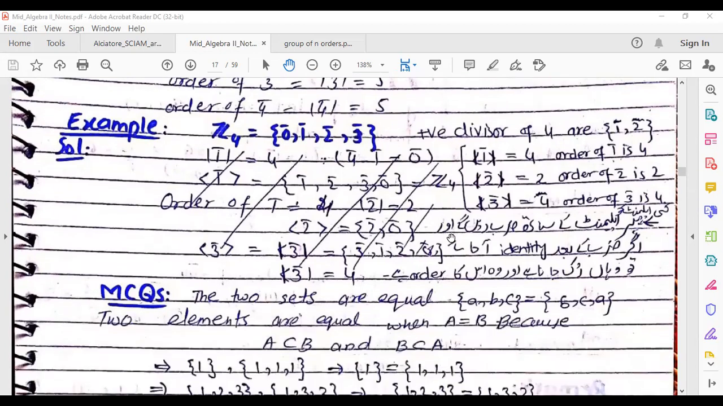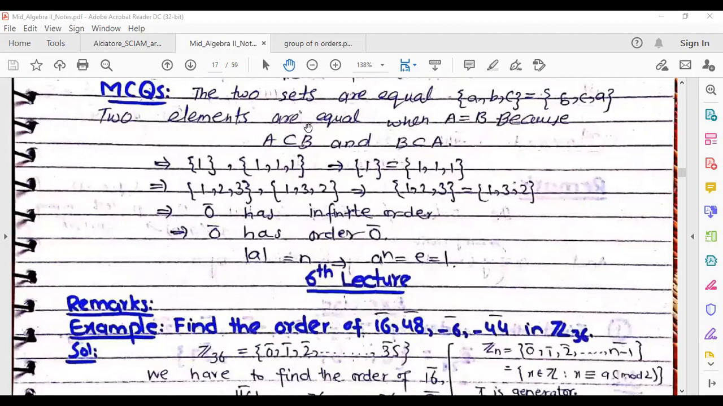Z4: 0, 1, 2, 3. And this is an MCQ type question. Two sets are equal, A, B, C and B, C, A. Two sets are equal when A is equal to B, A is a subset of B and B is a subset of A. First of all, we have two sets and we say these two sets are equal when they have the same elements. This means A is a subset of B and B is a subset of A. So from this we conclude that A is a subset of B.